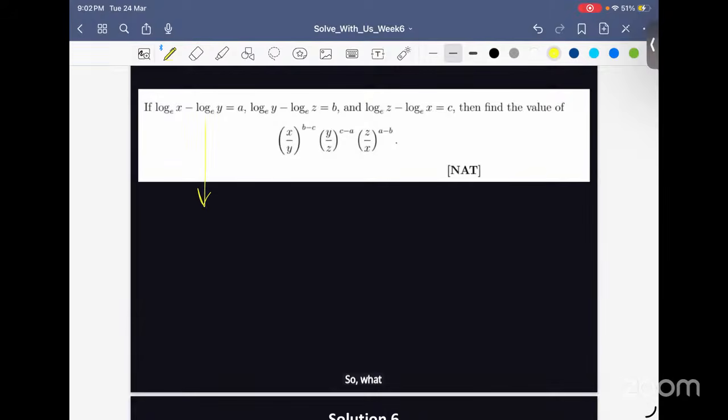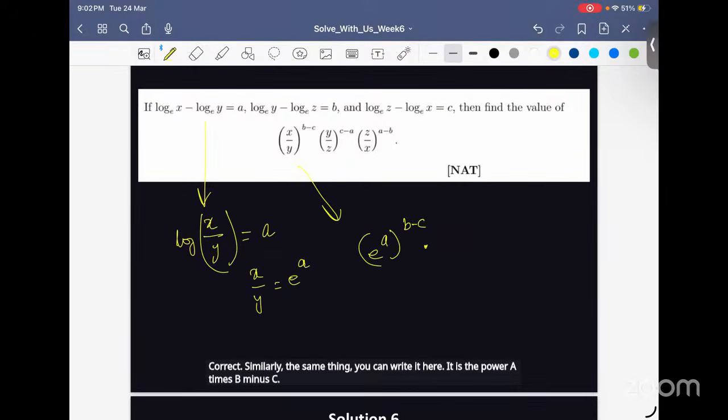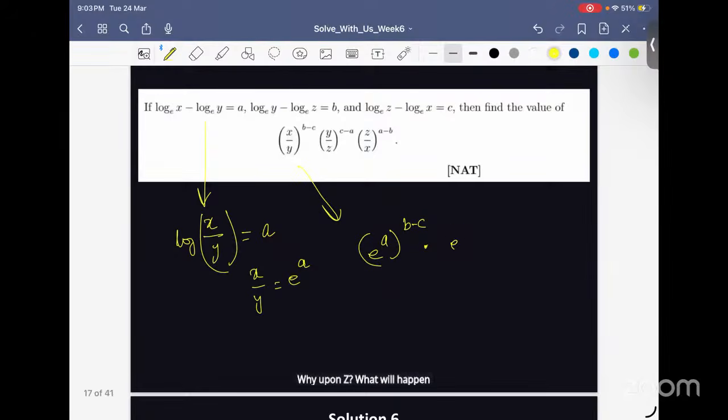So what will happen here? x upon y, log equal of, to e to the power a. So x upon y will become e to the power a, correct? Similarly, the same thing you can write here: e to the power a times b minus c. y upon z, what will happen? e to the power b times c minus a, e to the power c times a minus b, correct? So ab minus ac, bc minus ba, ac. So everything will get cancelled, right?